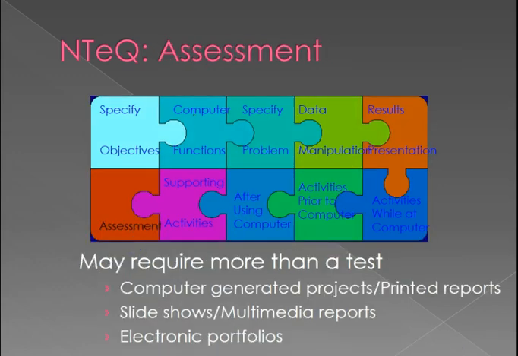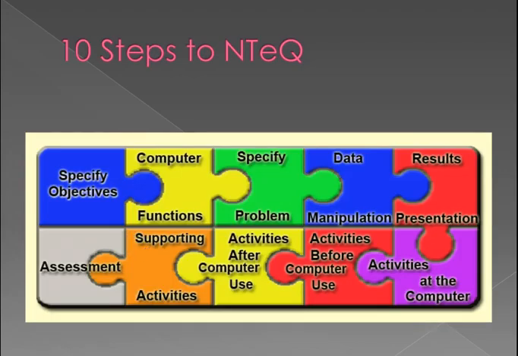And the final step is the assessment piece. This may require more than just a test. It could be the computer-generated project, it could be a printed report, it could be a slideshow the students created, or a multimedia report, it could be an electronic portfolio. Definitely, it's usually best to have some type of reflective piece and also use a rubric to assess overall how the project or product ended up. So there are your 10 steps in the NteQ model.